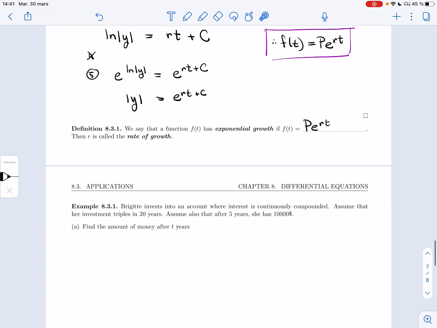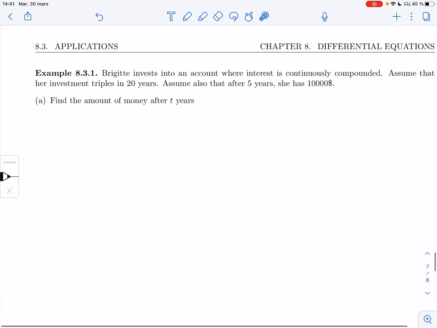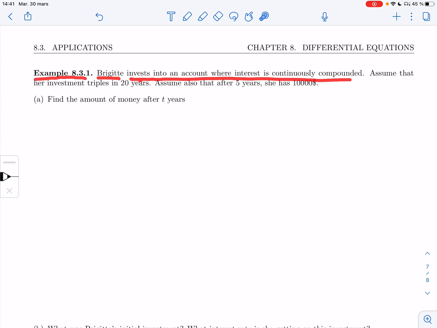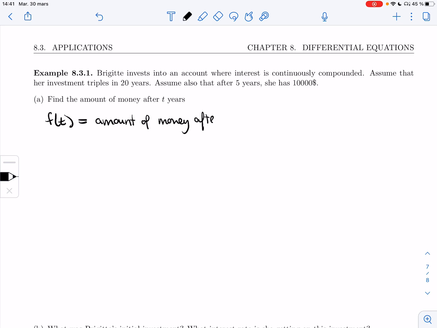Let's look at an example. Example 8.3.1: Brigitte invests into an account where interest is compounded continuously. Assume that her investment triples in 20 years. Assume also that after 5 years she has $10,000. Let's take f of t to be the amount of money after t years. We're asked to find the amount of money after t years.